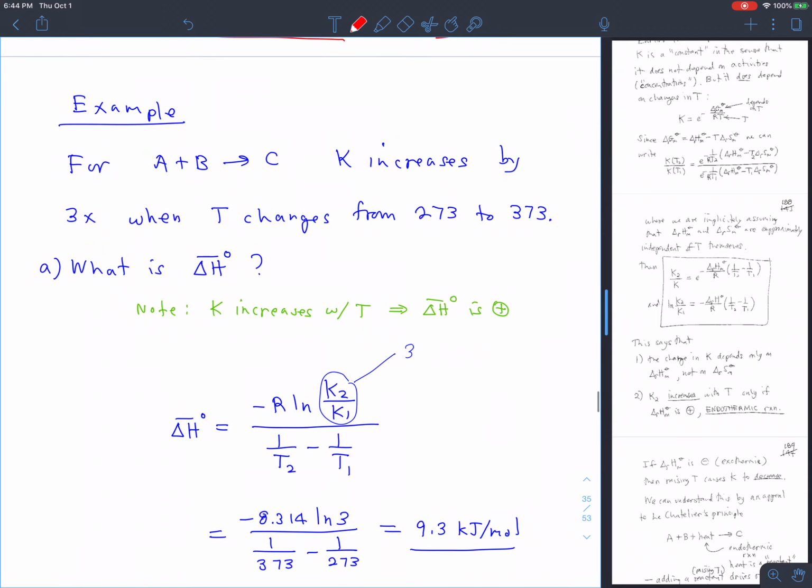Here's another example, again for some generic reaction. A plus B goes to C. We know, or we're given, that K increases by a factor of 3.